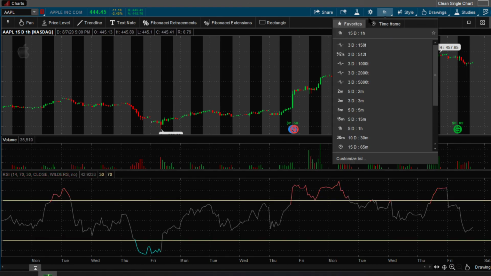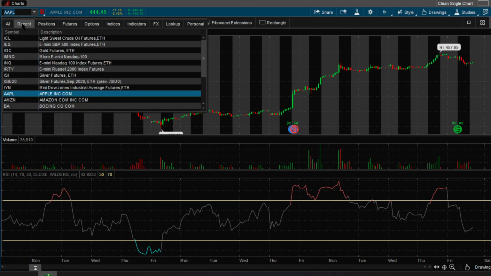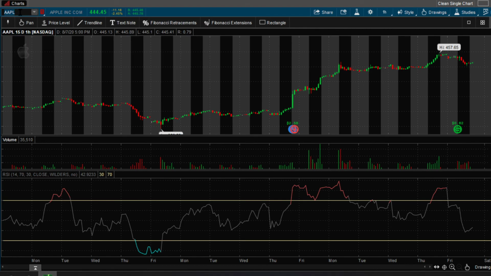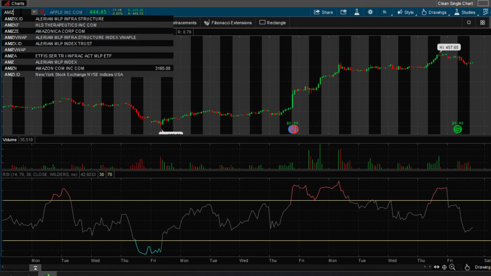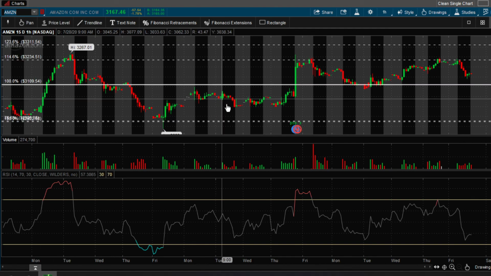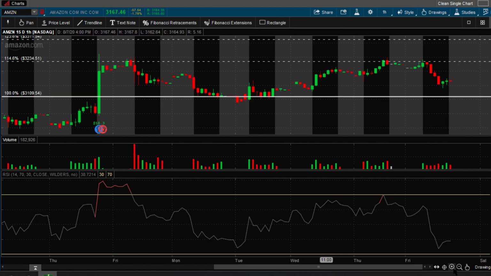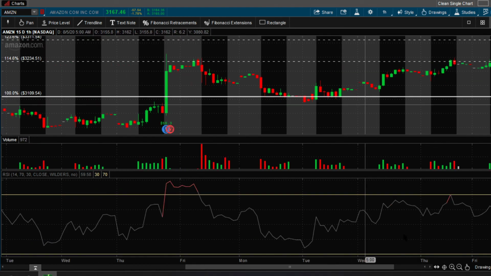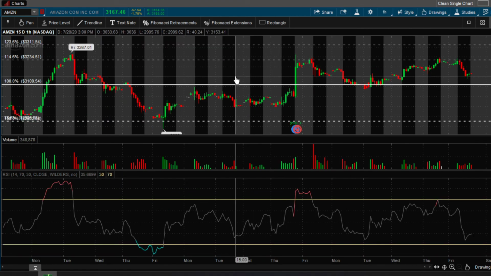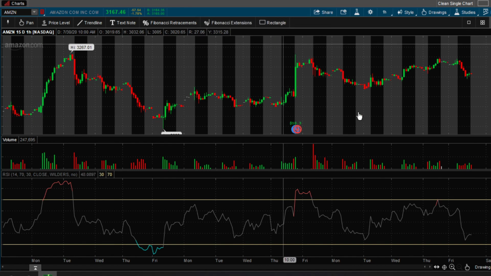Now if you look at something else, let's look at Amazon. This is an Amazon chart. I already have indicators on it because I was trading a few days ago, but I'm going to clear this out. So this is the Amazon chart.